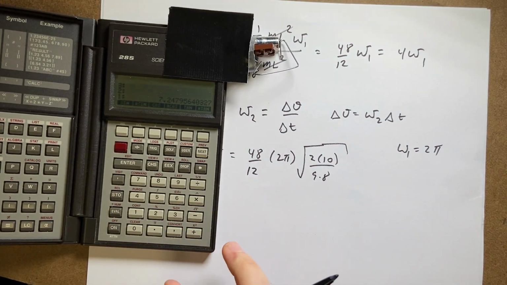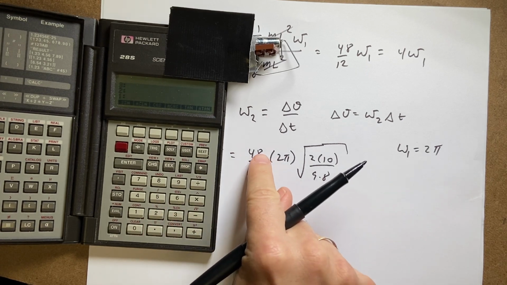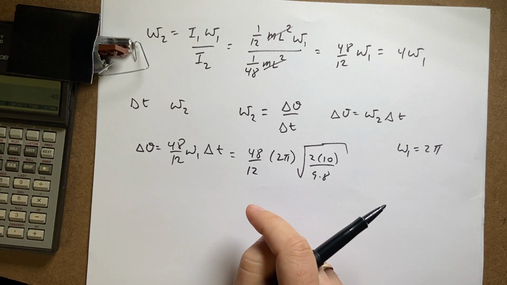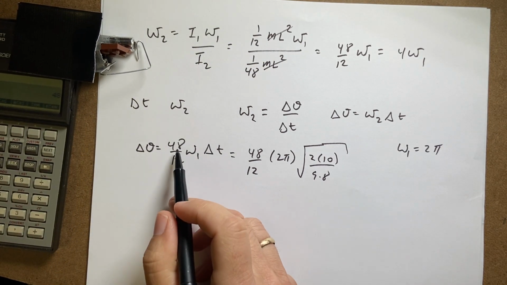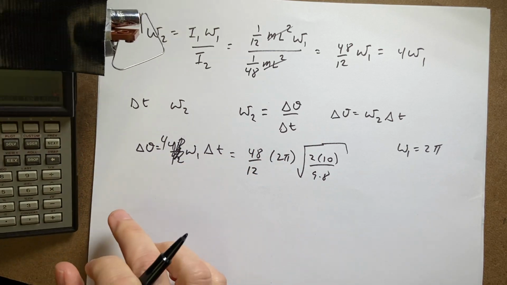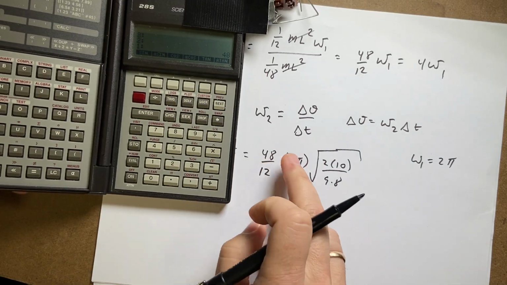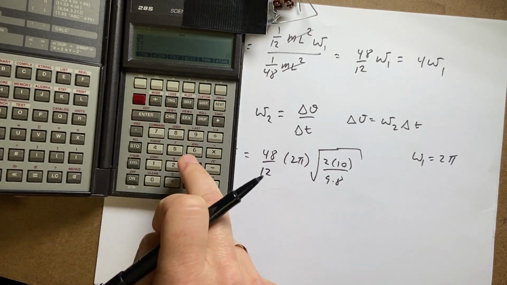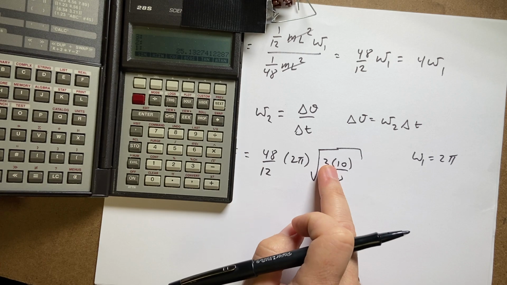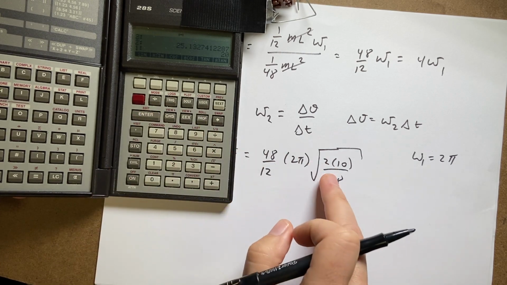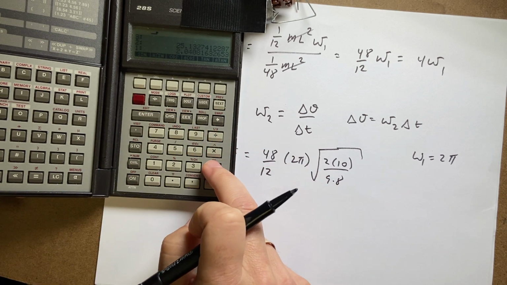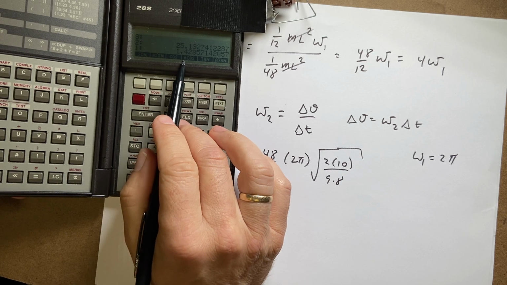So let's just put that in my calculator. Oh, this is 4. I don't know why I put 48. Okay. So let's do 4 times 2 times pi. So 8 pi. Turn that into a number. And then I need to do 2 times 10 divided by 9.8, take the square root. And that gives me 1.42 seconds, just so you know.